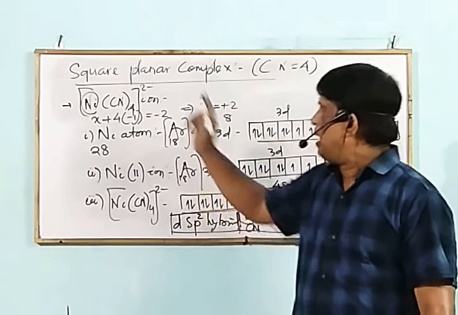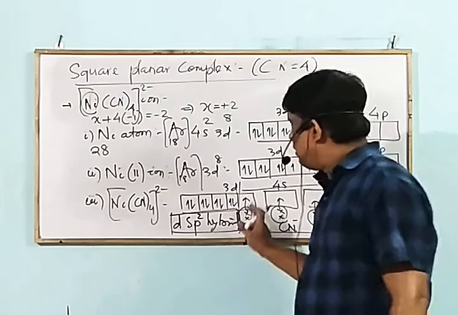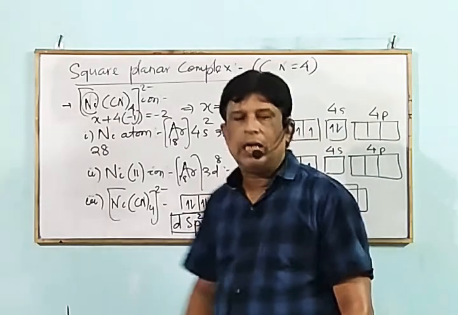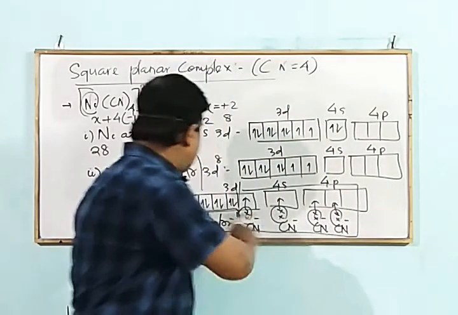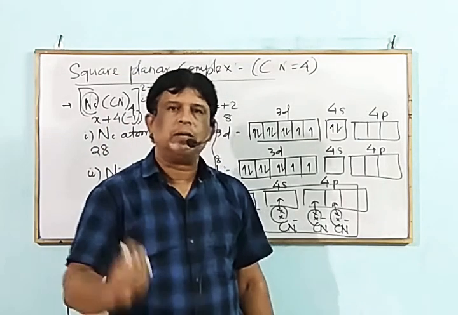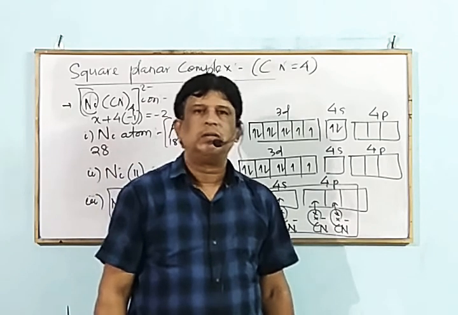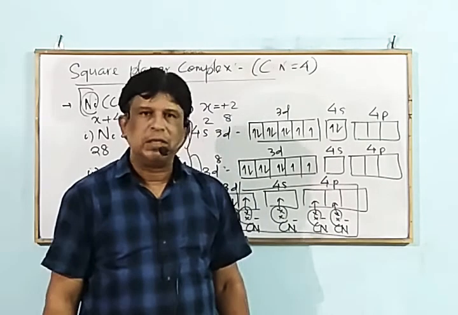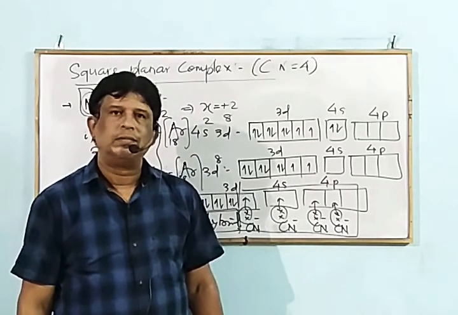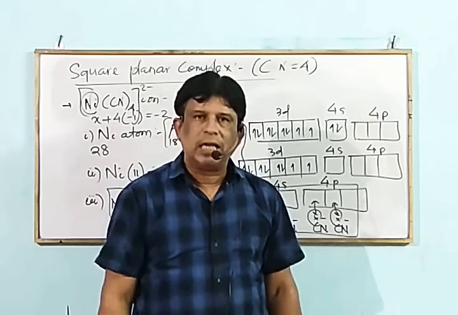It is a square planar complex having coordination number 4. And from this box-like diagram it is clear that since all electrons are paired off, the complex is diamagnetic in nature. It is all about the valence bond theory. Next, switch over to the last theory, that is crystal field theory.